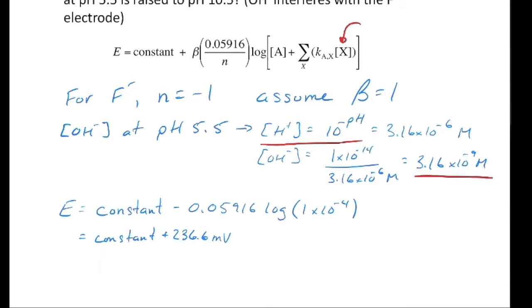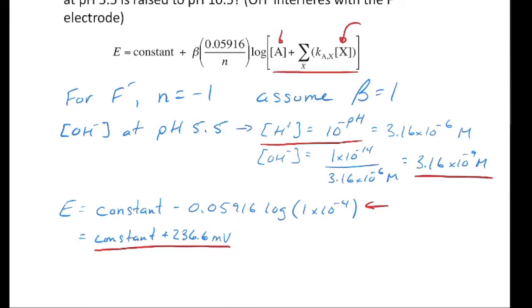So if you look at this part of the equation here, A is going to be the concentration of fluoride, so that's going to be 1 times 10 to the minus 4. If we're adding to it 3 times 10 to the minus 10, that is really small. It's not going to add anything to our value for the concentration of F minus, so we can ignore this number. When we set up the equation to determine the voltage, we can just use this here, where everything after the log function is just the concentration of fluoride, and we end up with a constant plus 236.6 millivolts.